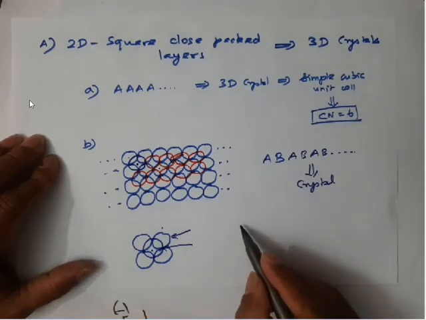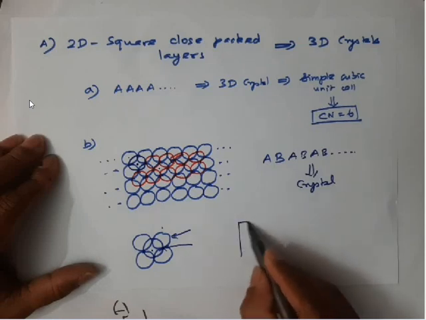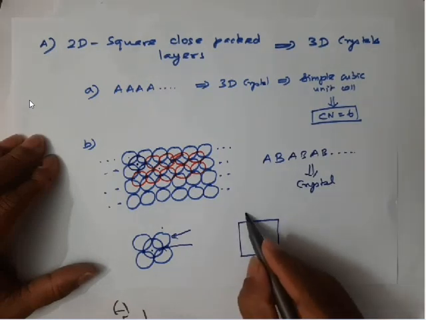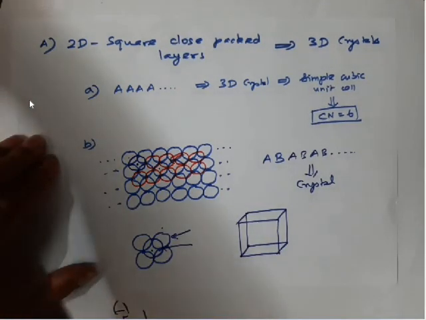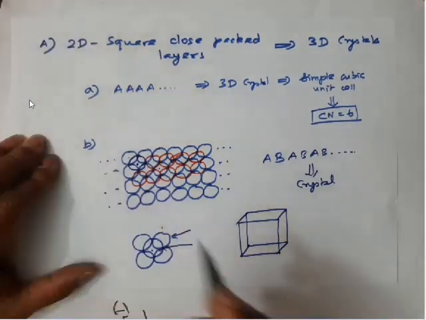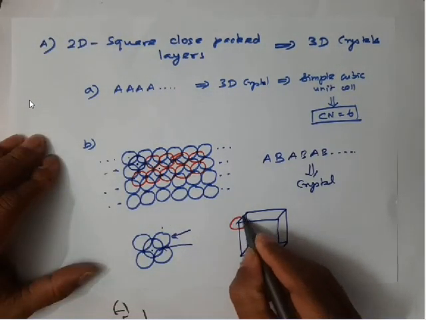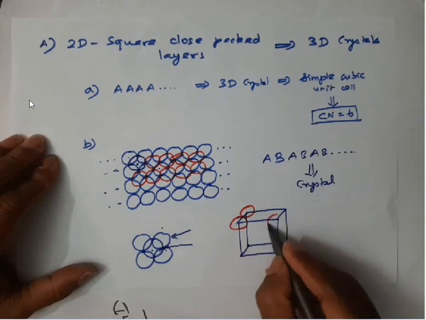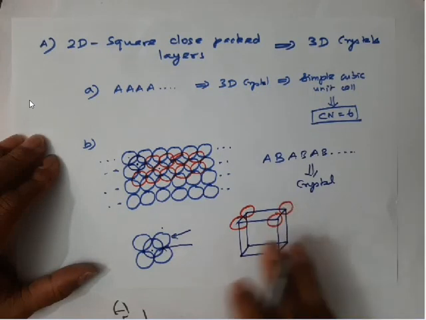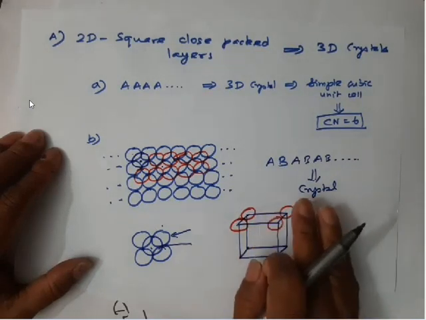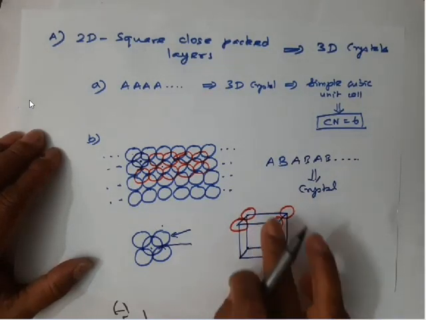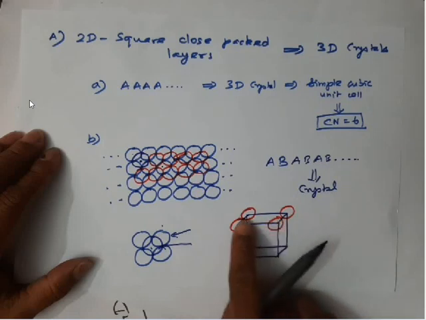Okay, let me show like this so that you can easily understand. See, I'll take a cube. Let me draw like this. I'll place 4 atoms here. Listen, in this representation, it looks that these atoms are not touching each other, but actually in the crystal they are touching each other.